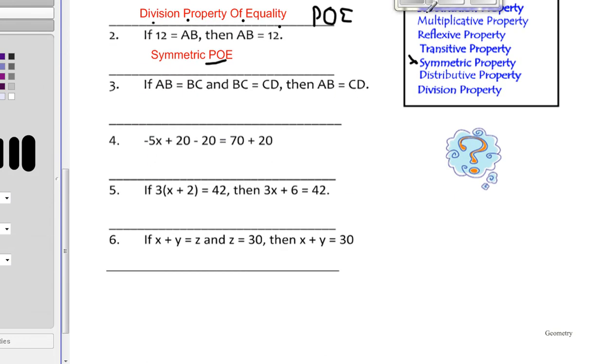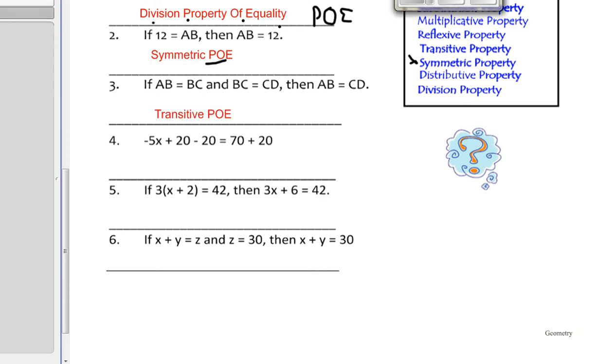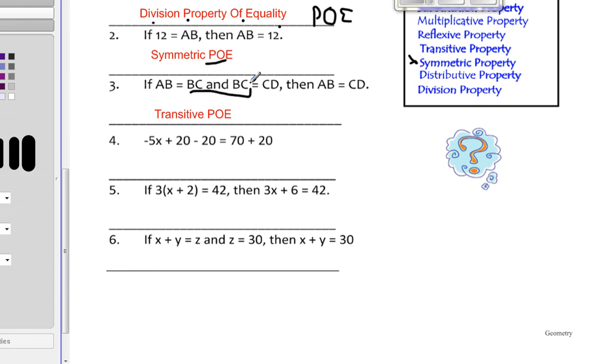Okay, take a second to pause the video, see if you can come up with the correct answer before I do. Okay, and you should have had the transitive property of equality. Remember the transitive property, you have your two terms that match in the middle. You can get rid of those and you're left with the first equal to the third term. So AB equals CD, that's your transitive property.